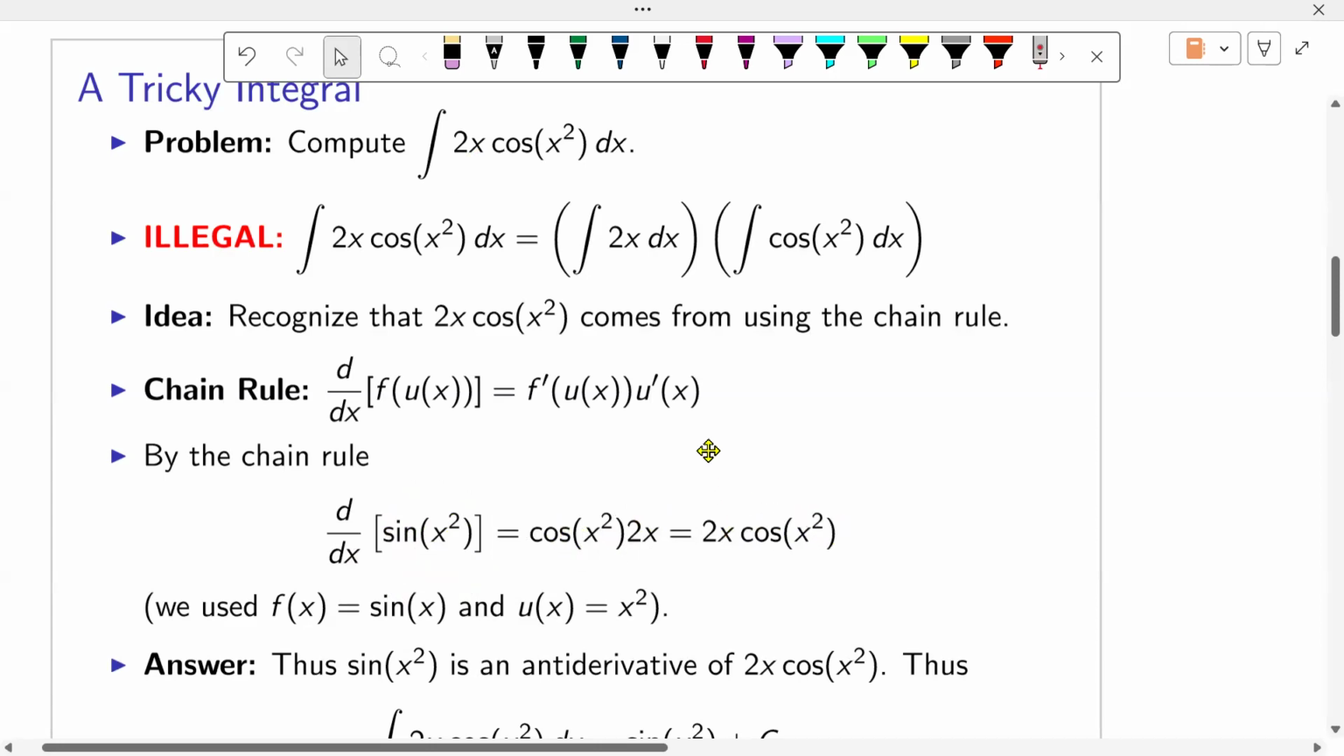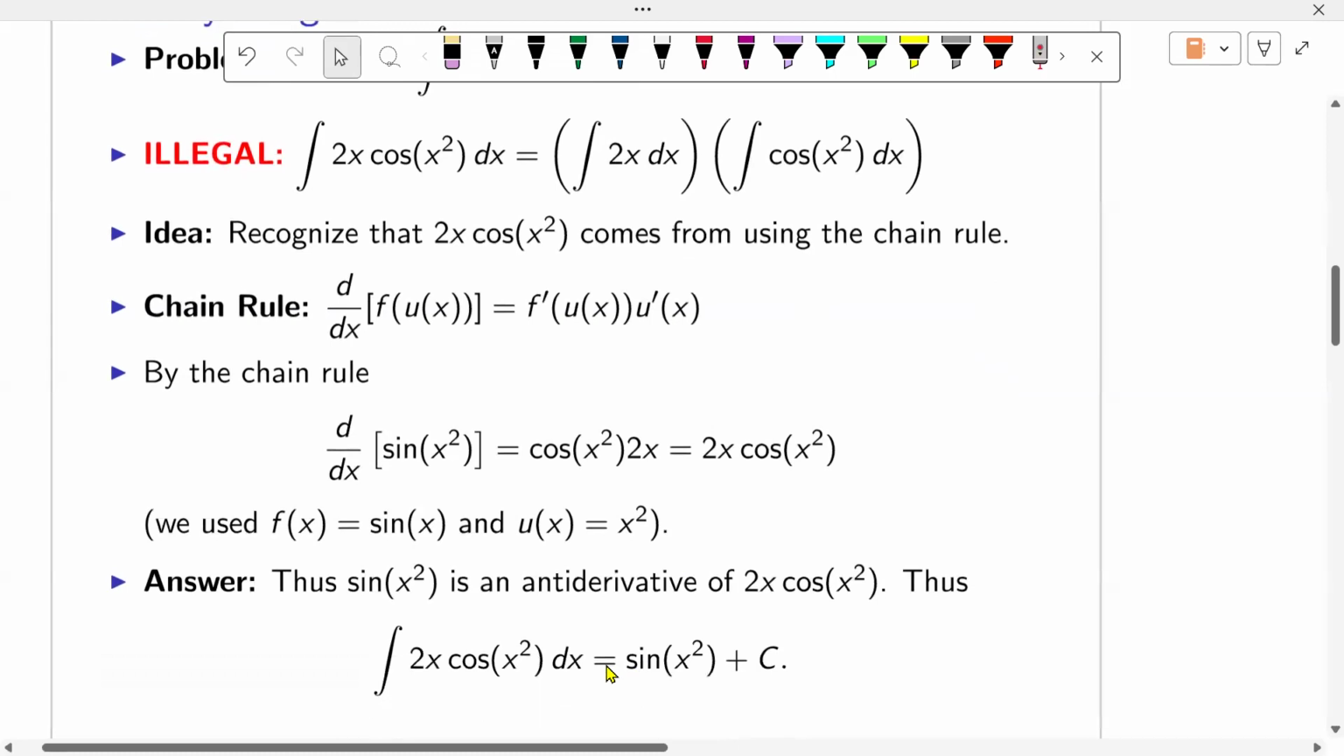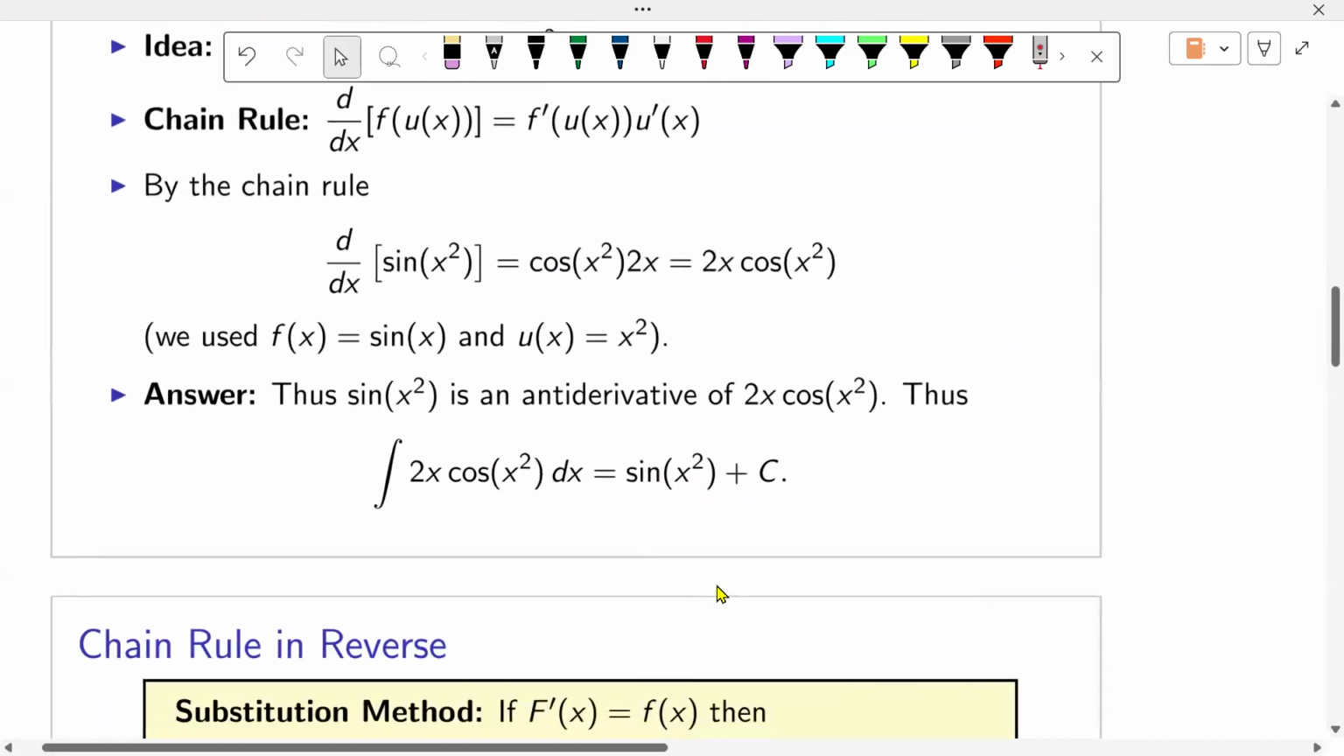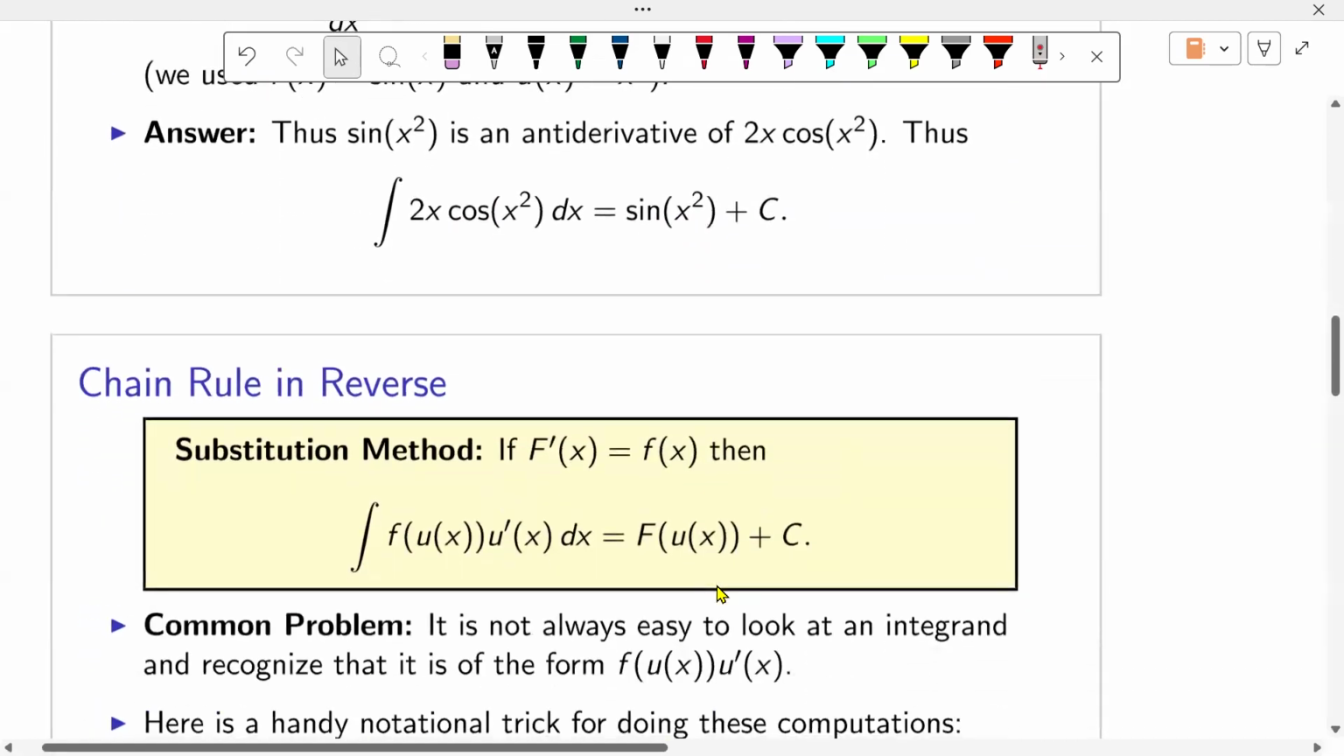2x cosine x squared. And so you could say the antiderivative of 2x cosine x squared is just sine x squared. And that's assuming, of course, you're brilliant, right? And you're able to just be like, oh yeah, of course, that's the chain rule in reverse, obviously. But what if you're not brilliant? What if you don't know how to do the chain rule in reverse? Let me teach you, okay?